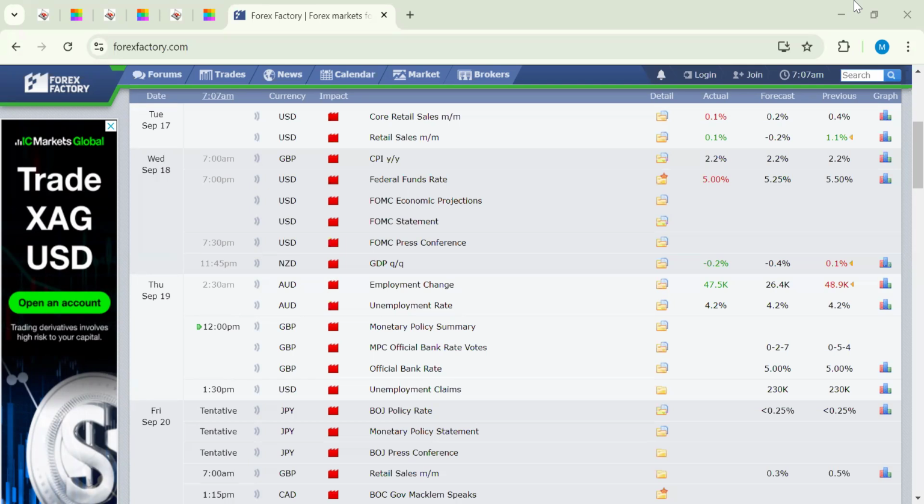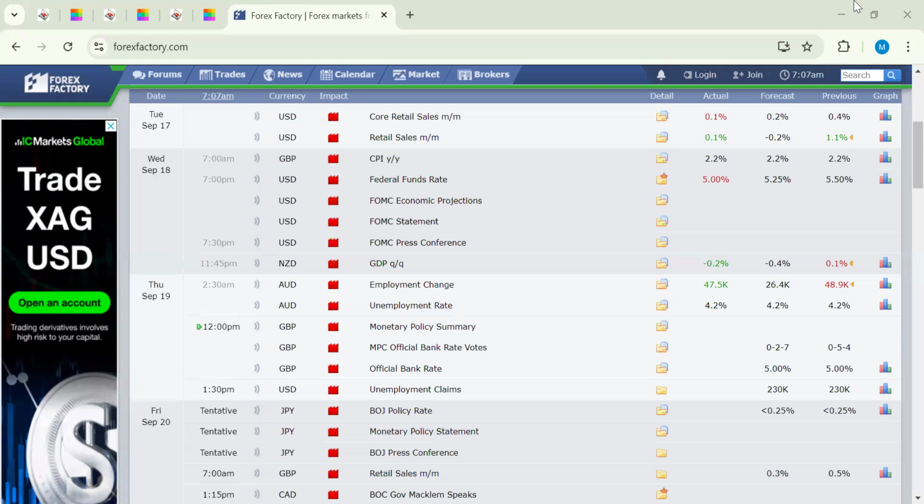By 12 p.m. today, we are looking at pounds because they're going to talk about their monetary policy summary. They're going to talk about the MPC official bank rate, which is also their interest rate for today, and we don't know if they are going to increase or cut their interest rates. We also have unemployment claims at 1:30 p.m. So we are expecting two high impact news: unemployment claims, which is for the United States dollar, and the interest rate for GBP.